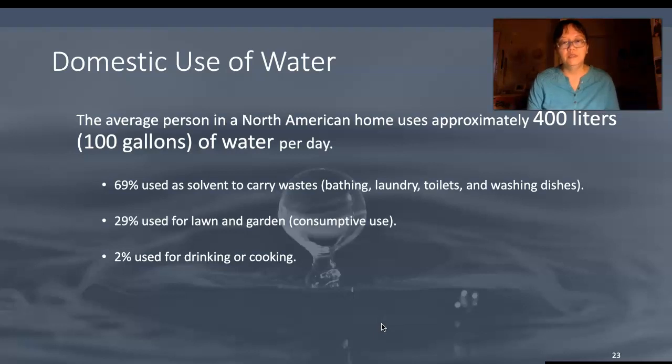The average person in a North American home uses approximately 400 liters, 100 gallons of water per day. 1 gallon is 1 jug of milk, so think about 100. That's a lot. Most of it is used as a solvent to carry wastes. So this is very interesting. We use the majority of the water for washing and cleaning, and 30% is used for lawn and garden, and 2% is used for drinking or cooking. So actually, the water that goes into our body is not the majority of the water we use.